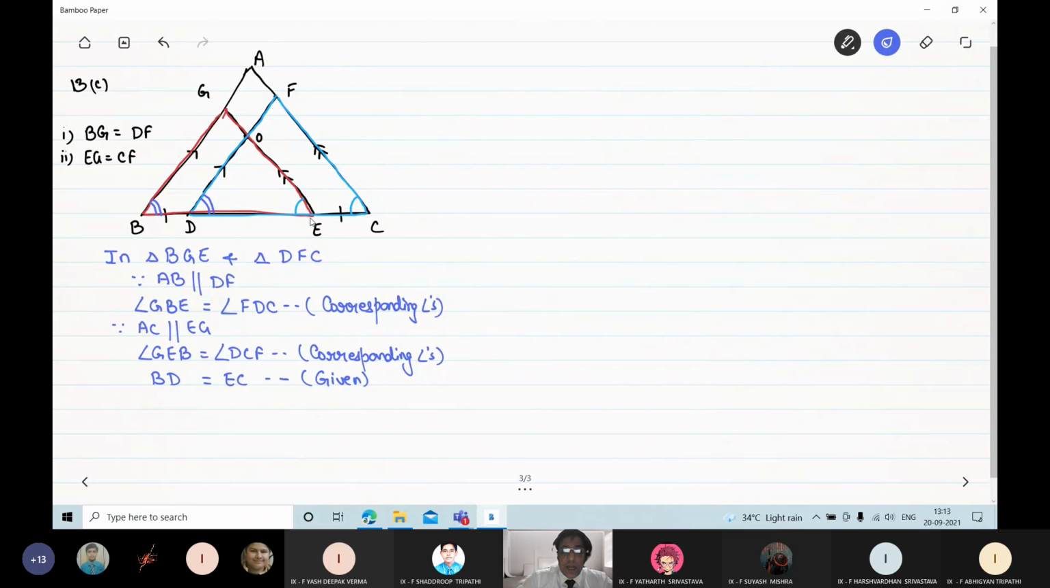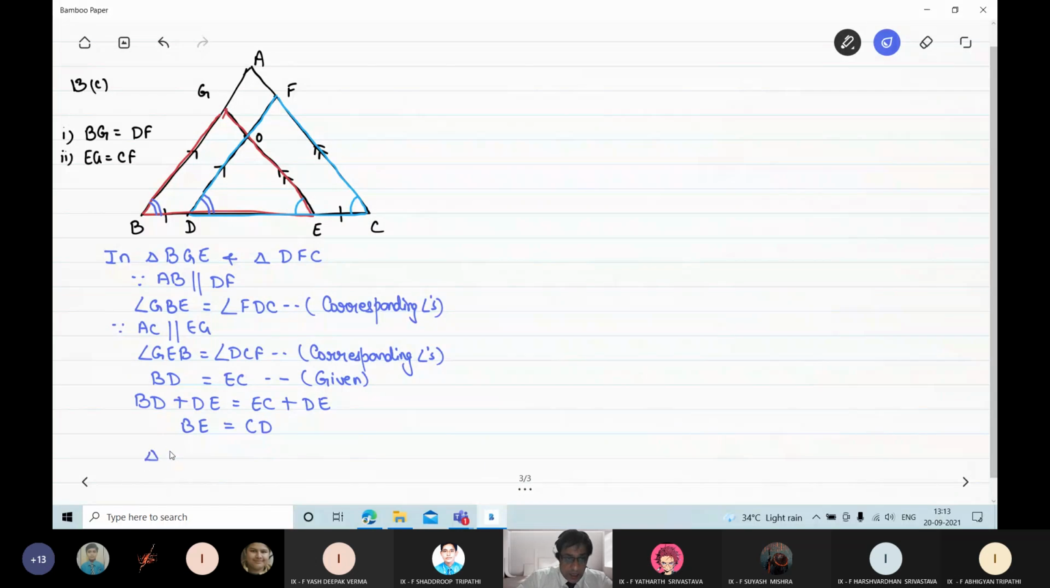BD is not the whole red triangle, BD is just a small part. So if we add DE on both sides of this equation, it does not make any difference to the equation. If you add the same thing to both sides of an equation, it makes no difference. Is this clear, children? But BD plus DE will give you what? It will give you BE, and EC plus DE will give you CD. Is this clear to you? So we can say that BE is equal to CD.